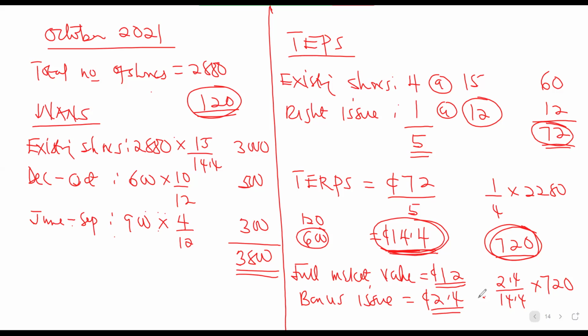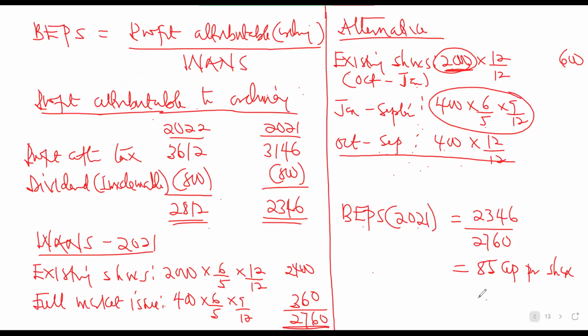All right. So our weighted average number of shares for 2022 will be 3,800. So let's find the earnings per share. The basic earnings per share for 2022 will be 28.12 divided by 3,800. How much are we getting? 74 pesos. Okay, so that will be 74 pesos. That is the basic earnings per share.